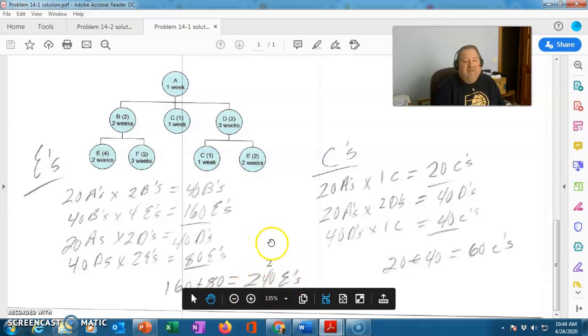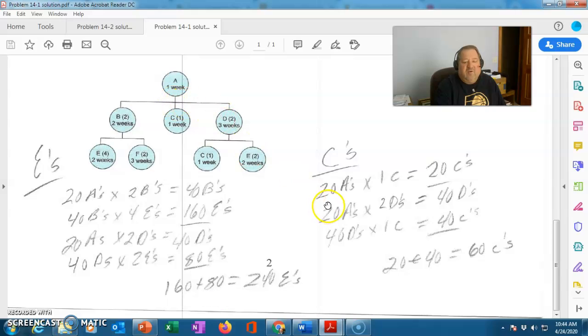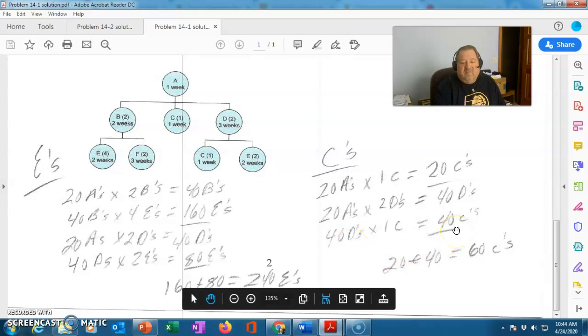Now let's look at Part C. We're going to make 20 A's and 1 C goes in, so 20 A's times 1 C is 20 C's. We're going to make 20 A's, and there are 2 D's that go into that, so we got 40 D's. 40 D's that each contain 1 C, so we got 40 C's there plus the 20 C's there, so a total of 60 C's.